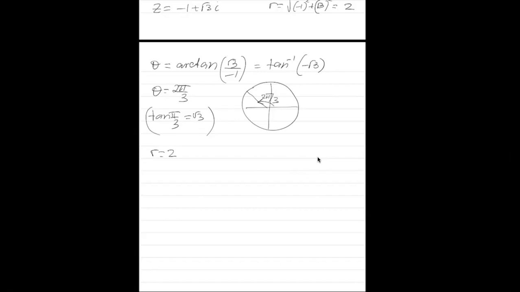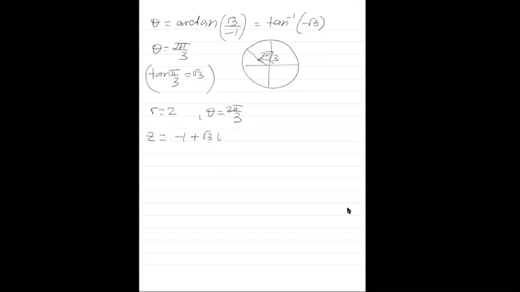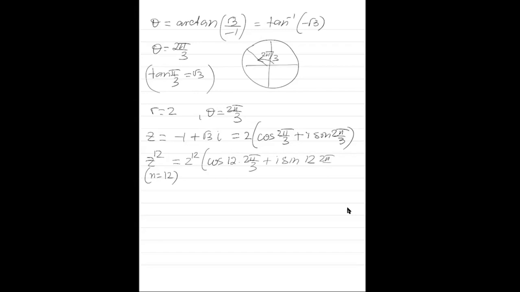Okay, so the writing got a little behind, but it's catching up. So in trig form, r is 2, so 2 times cosine of the angle 2 pi over 3 plus i sine 2 pi over 3. And now that we have the number in trig form, things are easy. All we have to do is take it to the 12th power. In other words, n equals 12 in our formula. So that's going to be 2 to the power 12 cosine of 12 times 2 pi over 3 plus i sine 12 times 2 pi over 3.